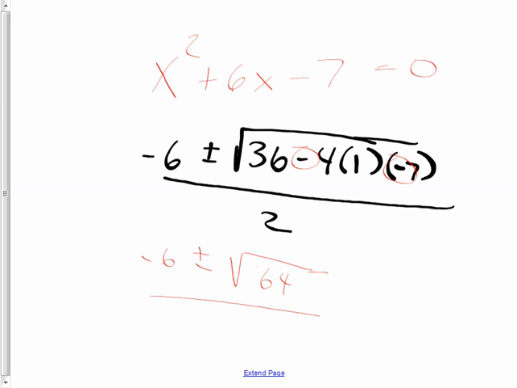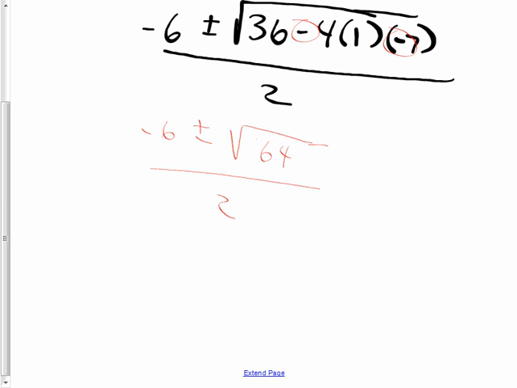So what does that mean? Well, it comes out to 8. So then that means I get 2 answers. Negative 6 plus or minus 8 over 2. So I do it once with plus and once with minus. Okay, once with plus would be negative 6 plus 8, which would be 2. And 2 divided by 2 is 1. 1 is one of my answers. And then the other answer is negative 6 minus 8 should be negative 14. Divided by 2 is negative 7.